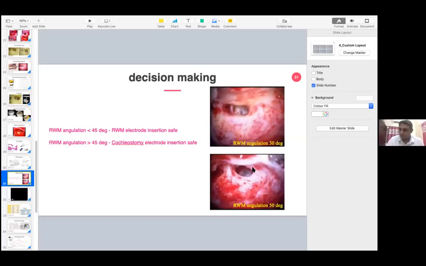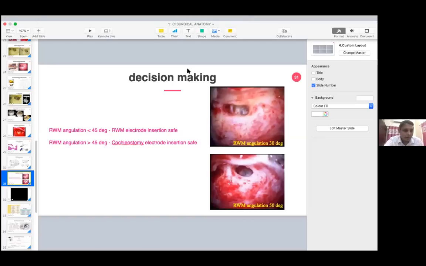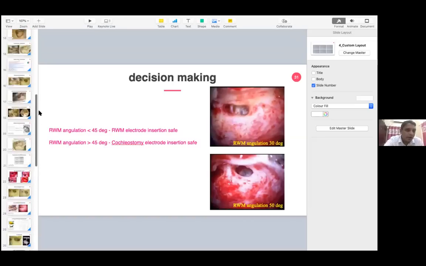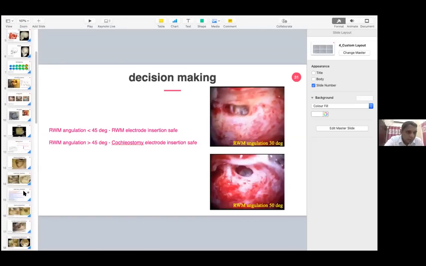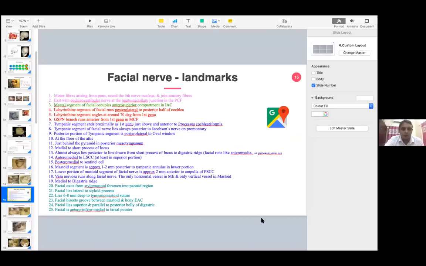Okay, next question. Before that, there's a request if you could display the slide with facial nerve landmarks. Great, great. Hold on. Yeah, 15. Yeah. Okay. And now another question.